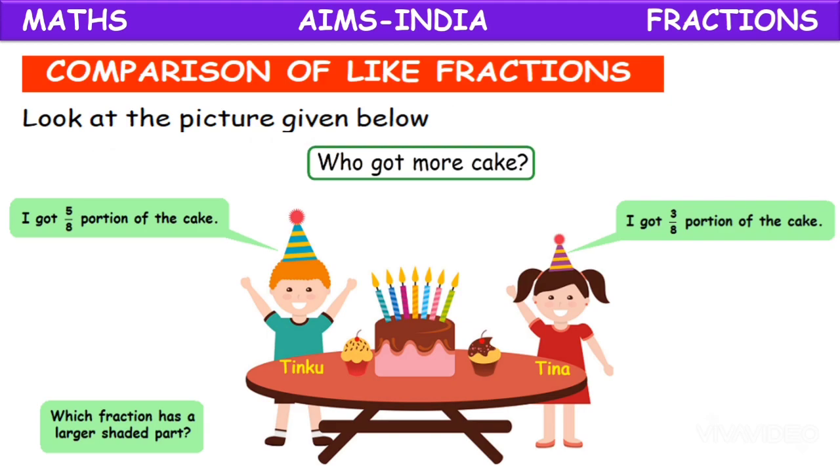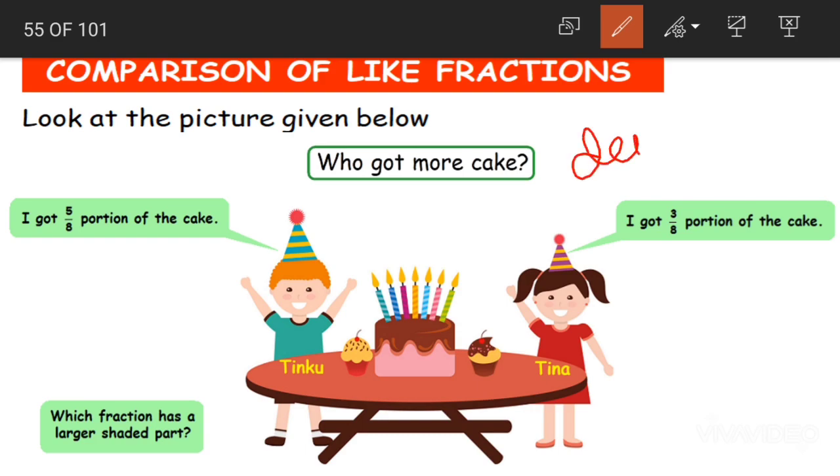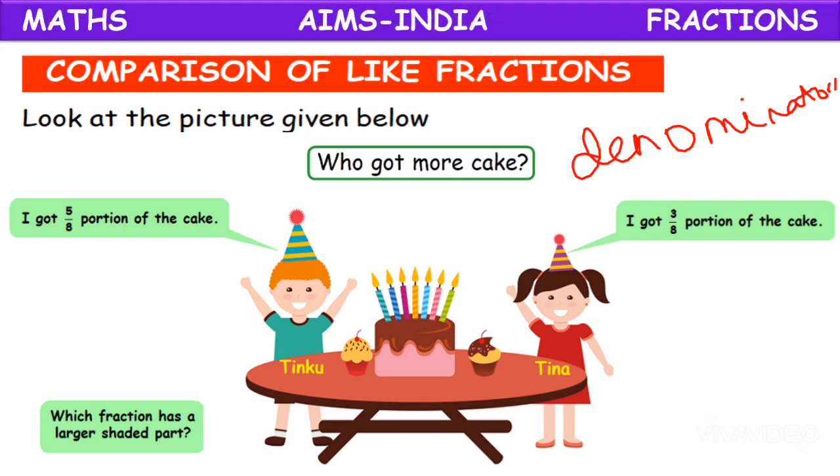Now comparison of which fractions, children? Comparison of like fractions. Now again, if you revise, what are like fractions? Like fractions are those whose denominators are same. Yes children, if two or more fractions have the same denominator, then they are called like fractions. Now look at the picture given below.